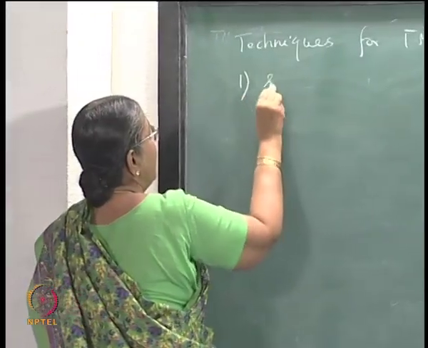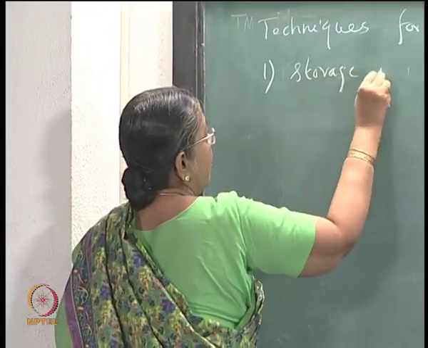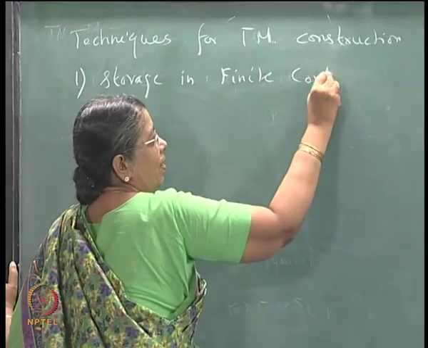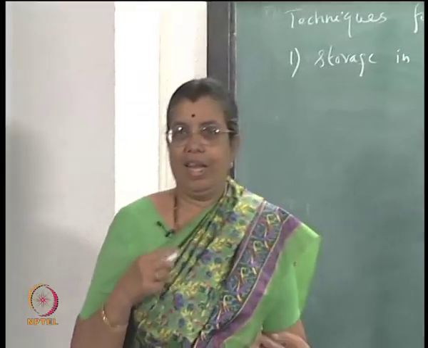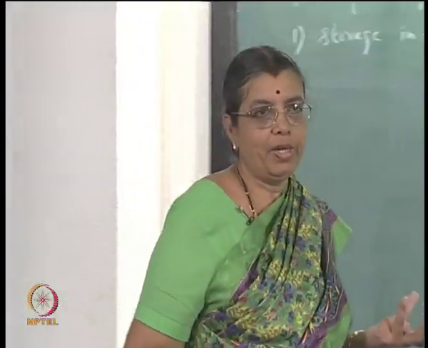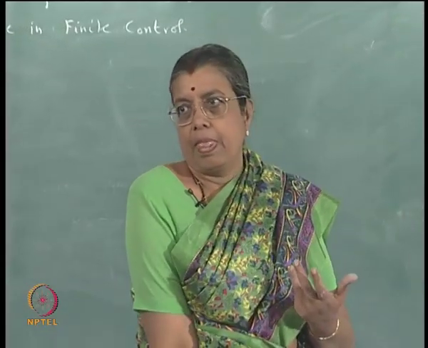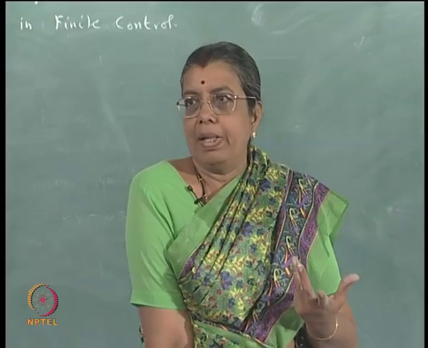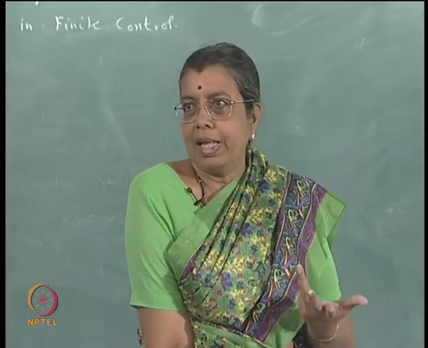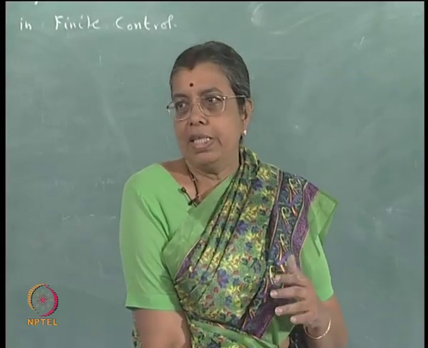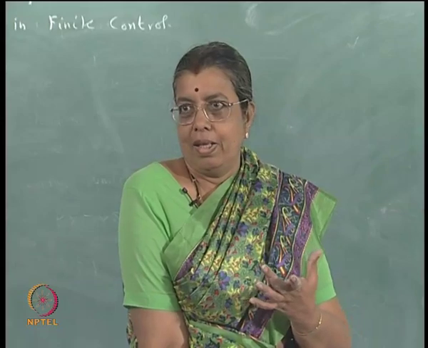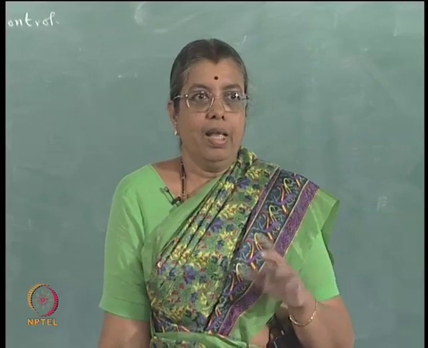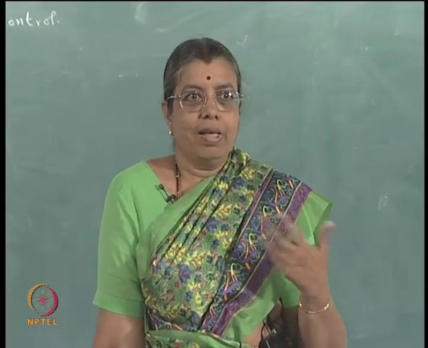One is storage in finite control. What is finite control? It is the state really. So some amount of information we can store in the state. What does that mean? The state itself you have to take as a tuple, 3 tuple, 4 tuple or something like that, then you can store some information in that. Of course, that has to be finite. The state can be taken as a 2 tuple or a 5 tuple or something like that. You cannot keep on increasing that.